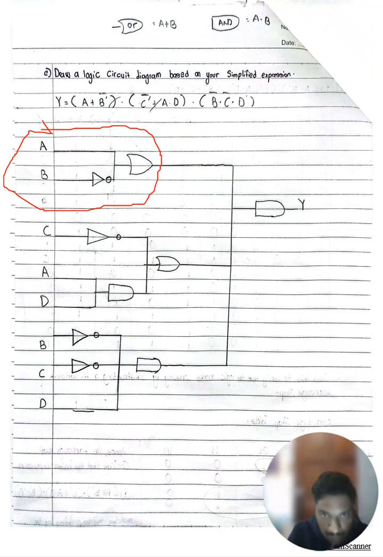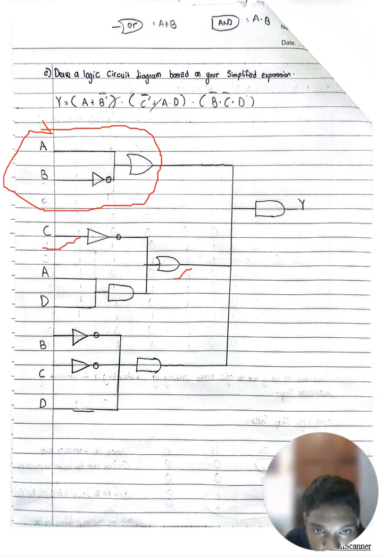And this one is C bar, and this one is A and D. So A and D are multiplied. The final output is C bar plus the A times D.